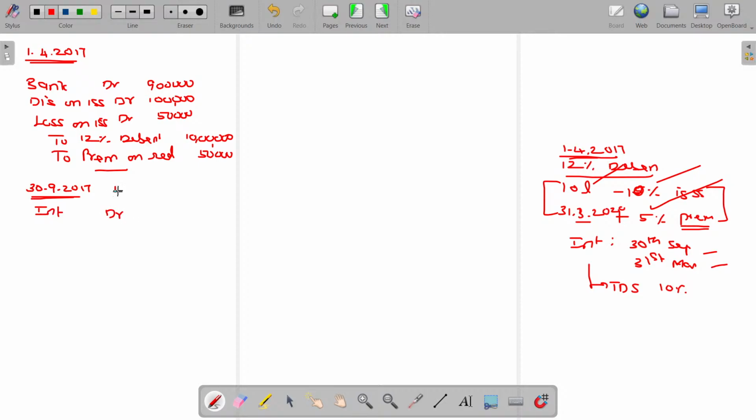The value being 10 lakhs, the rate of interest being 12%. For how long do you have to calculate? 6 months. Once in every 6 months they are paying the interest. So 6/12, and 60,000 will be your interest. Am I right? 60,000 will be your interest.